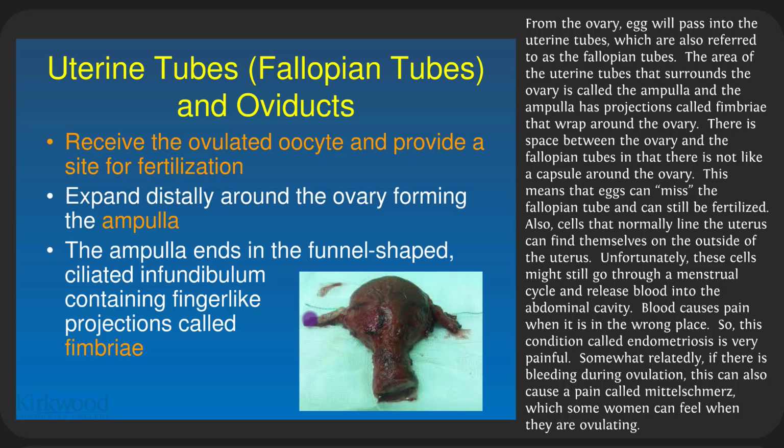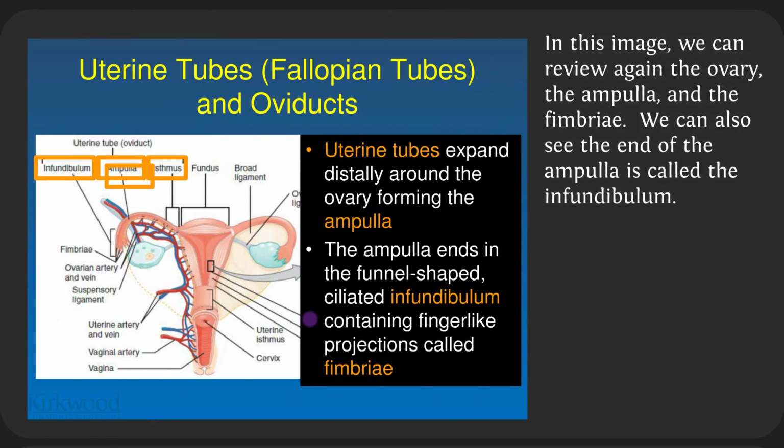Somewhat relatedly, if there's bleeding during ovulation, this can also cause a pain called Mittelschmerz, which some women can feel when they're ovulating. In this image, we can review again the ovary, the ampulla, which is this area here. The fingers are the fimbriae. And notice that there's an opening between the ovary and the fimbriae. So the egg can escape this way and still be fertilized, which would lead to an ectopic pregnancy. Or also sometimes cells from the uterus can find themselves outside the uterus, still menstruate, release blood, and that blood causes pain, and that condition is called endometriosis.